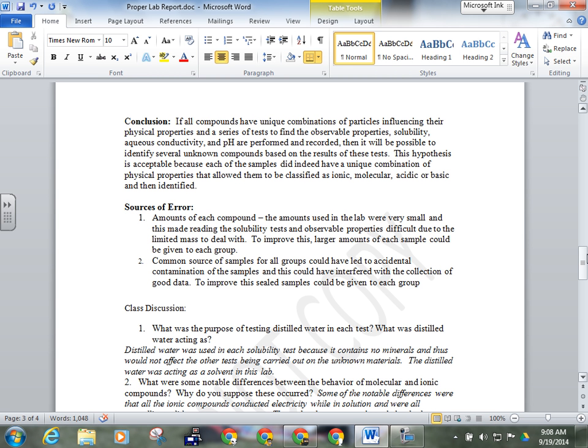All right, second thing, I always find that common sources of samples for all groups could have led to accidental contamination of the samples. Even though I tell you don't take the spatula from this one and use it in that one, and don't take the eyedropper from this one and use it in that one, I can't guarantee that that never happens. So it's possible that the samples could get contaminated. And that could lead to possibly having poor data, but it's pretty rare. Other things, using the depression plate and having the samples so close together could have also led to a contamination problem. It's possible, and that would have been beyond your control.